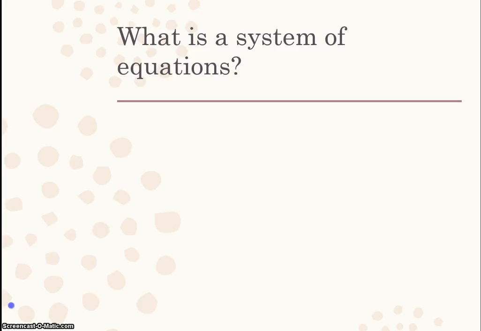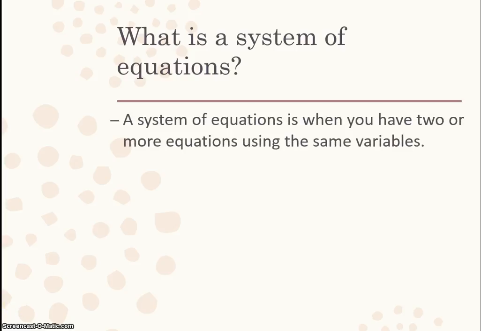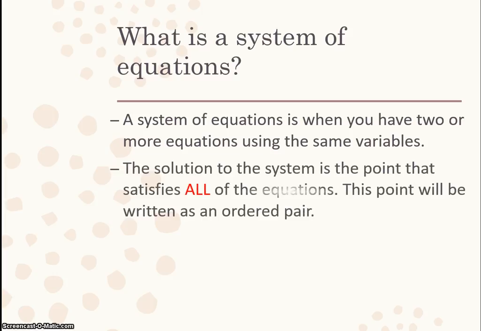So what is a system of equations? Well, a system of equations is when you have two or more equations using the same variables. The solution to a system is a point that satisfies all of the equations. This point will be written as an ordered pair.